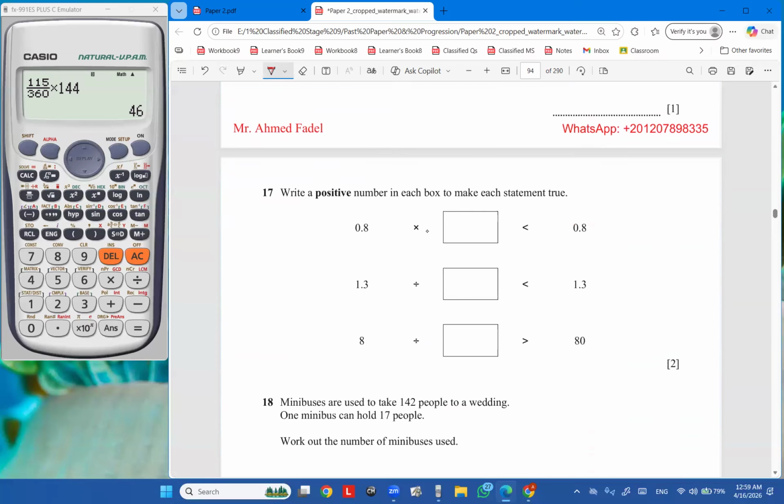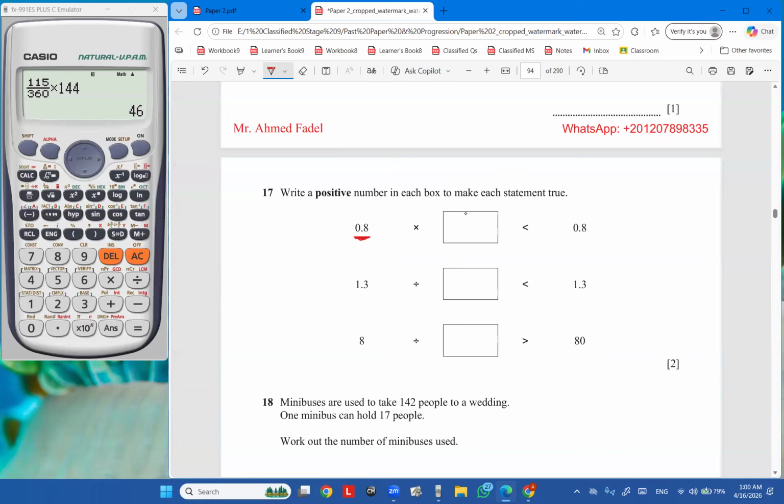Here, 0.8 multiplied by what is going to give you something that is smaller than 0.8? Well, they said to you here, write a positive number in each box to make each statement true. So there are so many possible answers. Let's agree on one thing: if you multiply by a number greater than one whole, then definitely the answer should be bigger than 0.8. But if you multiply by a number smaller than one whole, then definitely the answer is going to be smaller than 0.8.